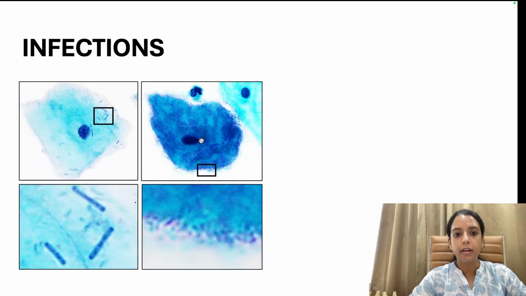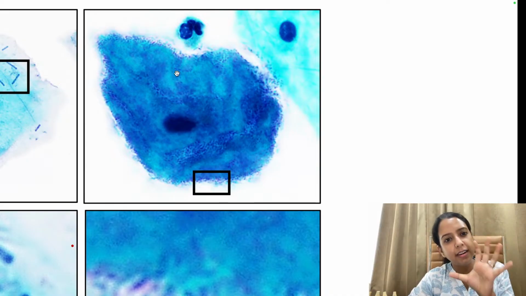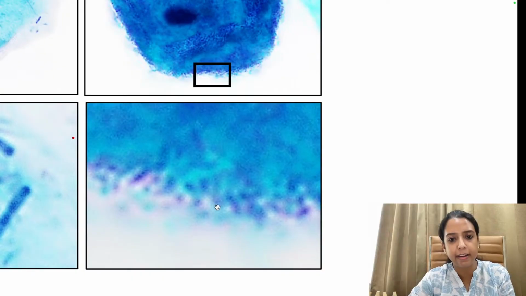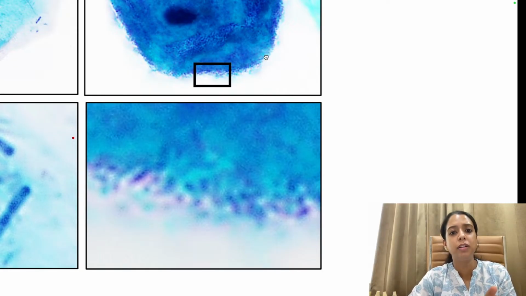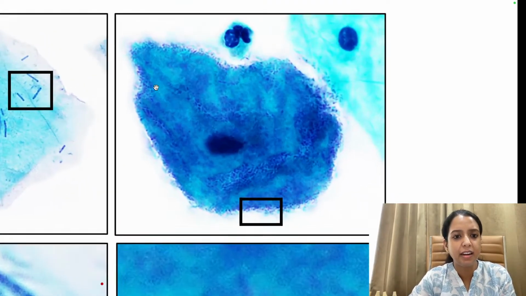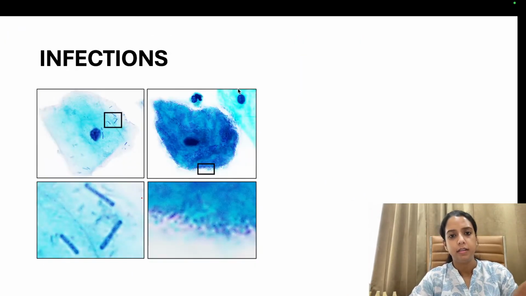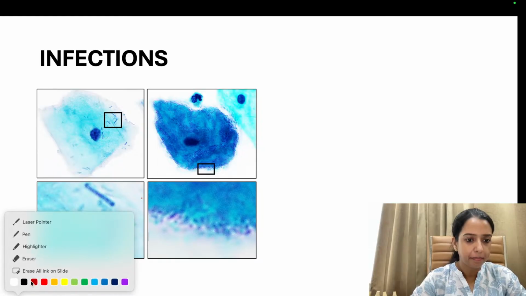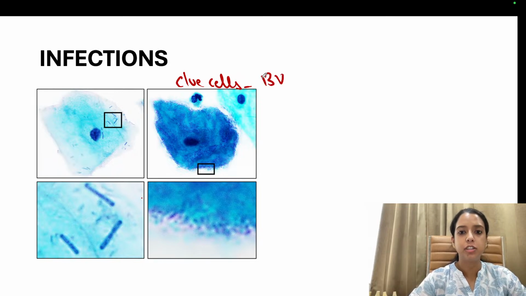Now see the second one. It is very granular, as if something is filling it. It's studded with something. And they are not gram-positive. See, some are gram-negative and the border is blurred. I can't see the complete border of this epithelial cell. It is so granulated, it is filling that whole margin. I can't appreciate the margins. What is it? This is clue cells. Clue cells are seen in bacterial vaginosis.